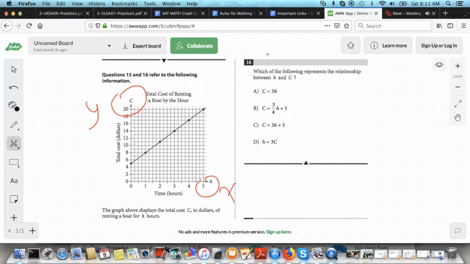Some of you are familiar with y equals mx plus b mode, where the m value is the slope, the b value is the y-intercept. I've got a section on that in the rules for mathing, on graphing. But don't worry about that right now. Let's just plug in values in place of the variables to see which gives us the correct answer choice, okay? So here's what we're going to do.